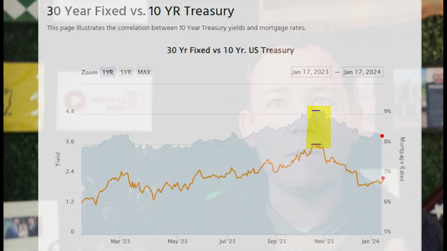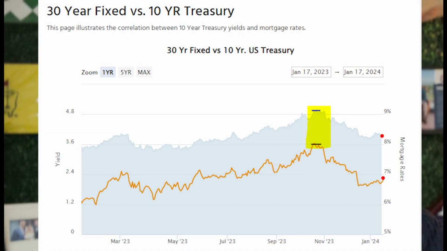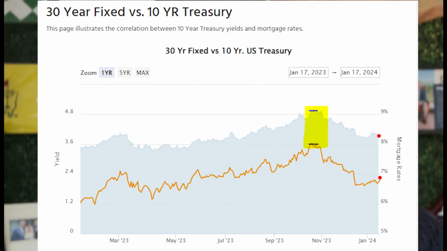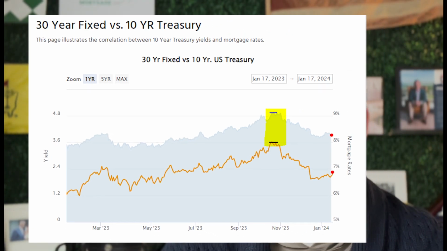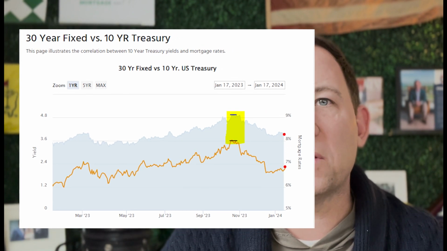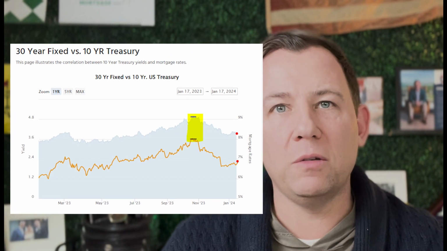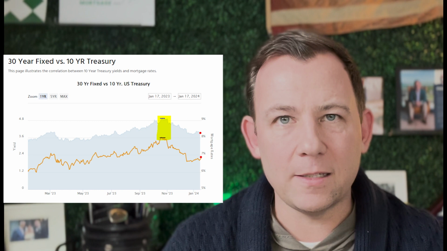Now, we've got the 10-year treasury out of the way. Now we're going to talk about the 30-year fixed. So that average 30-year fixed. If you look at the chart, and let me show you the chart here, you're going to see that roughly 2% over the 10-year treasury is where the 30-year fixed should be or typically is.